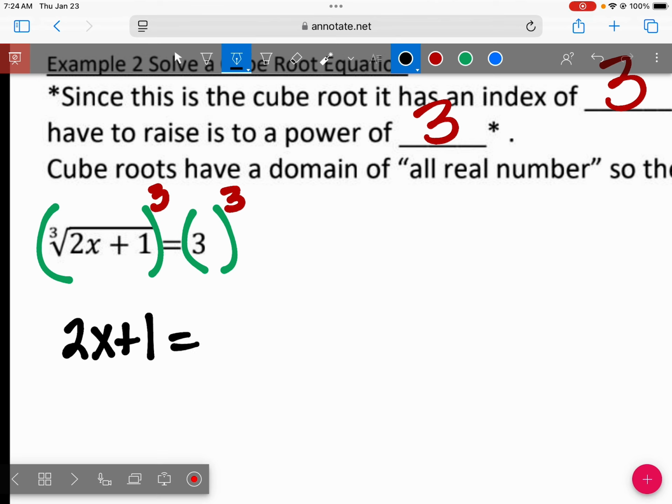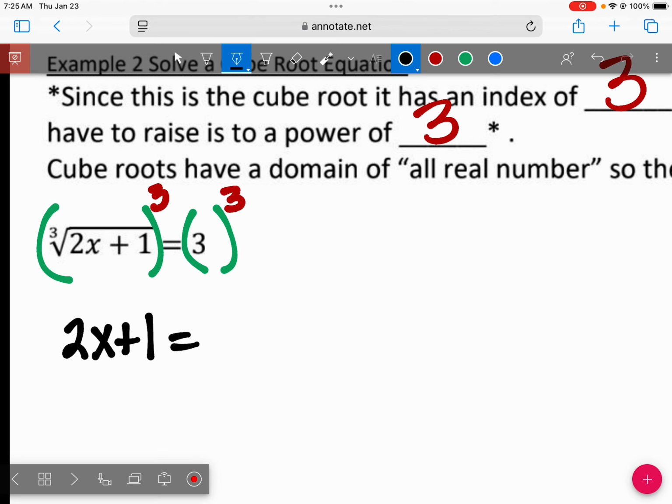Now, with your calculator, figure out what 3 to the power of 3 is. That's the same as 3 times 3 times 3. That's what that means. If you take a number and raise it to a power, you're taking it and multiplying it 3 times. So 3 times 3 times 3. So Osiris, what did you get for 3 times 3 times 3?